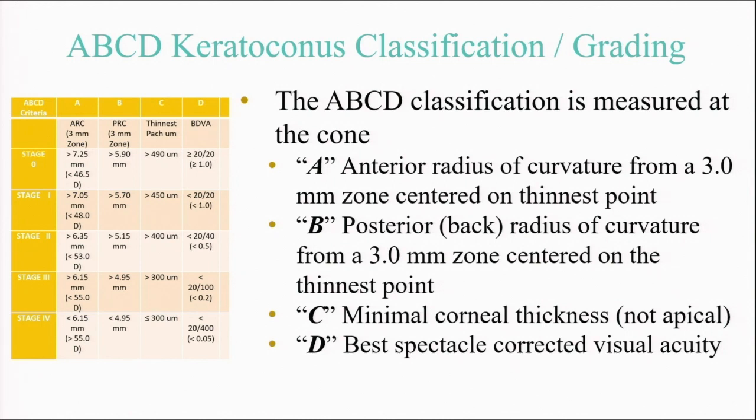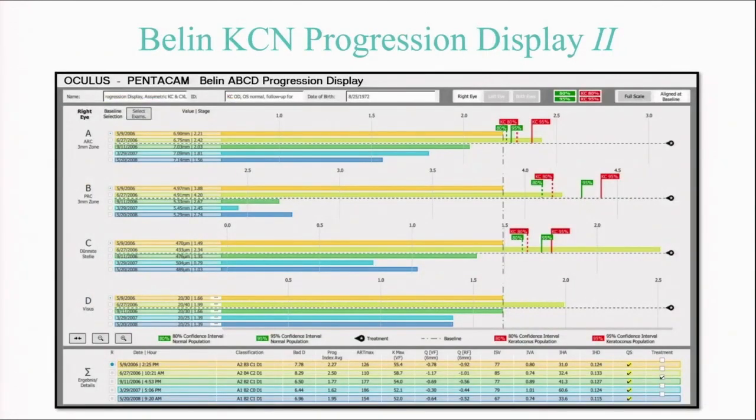B, or back, was posterior radius of curvature, again from a 3 millimeter zone at the thinnest point. C was minimal corneal thickness, not an apical reading, but the minimal corneal thickness. And D was distance visual acuity. But the real goal of this wasn't just the classification, it was to determine a method and to document true progressive disease. And this is the second iteration of the progression display.